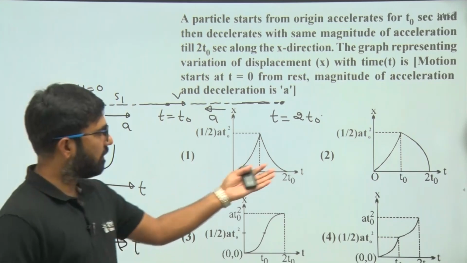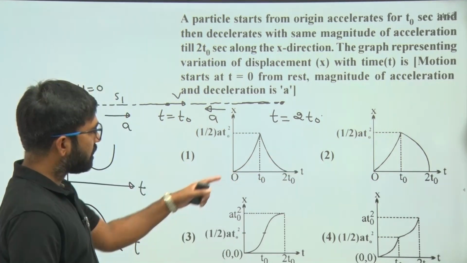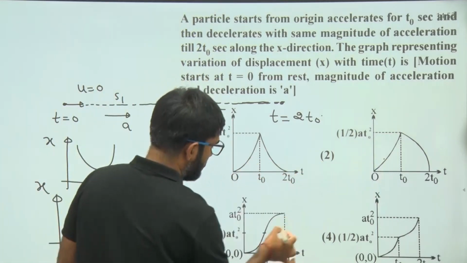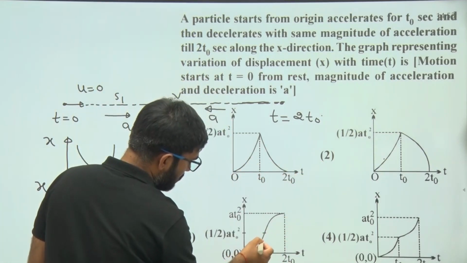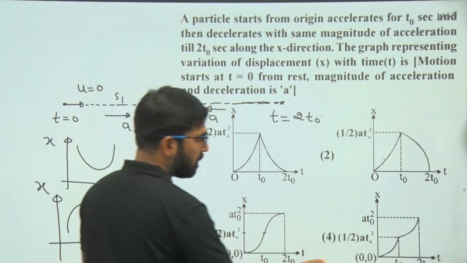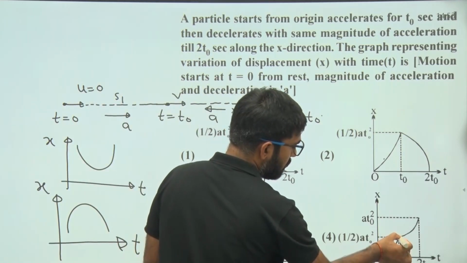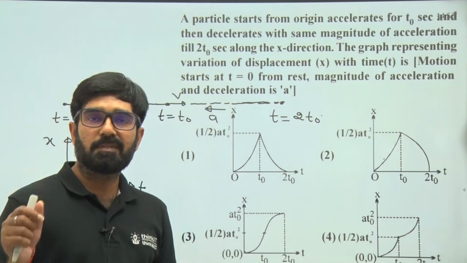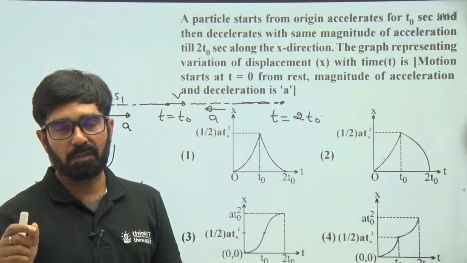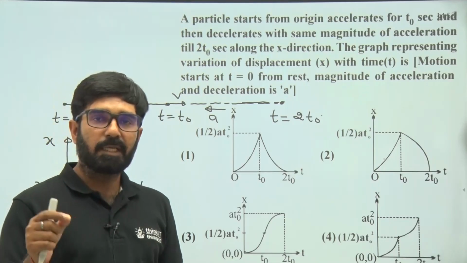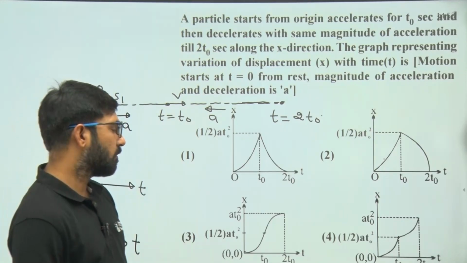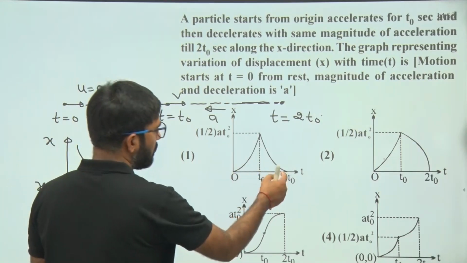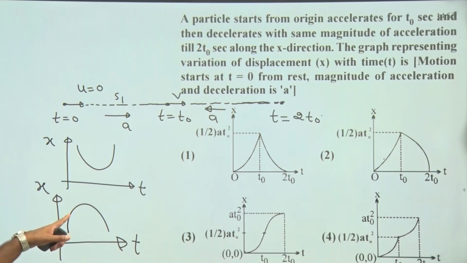Now we have to check all four options. In the first option, this is concave upward from t equal to 0 to t equal to t naught. Again, this portion is concave upward. In all four options, from t equal to 0 to t equal to t naught, the xt graph is concave upward, so we cannot conclude from here. Then check further, from t equal to t naught to t equal to 2t naught, the graph should be concave downward.